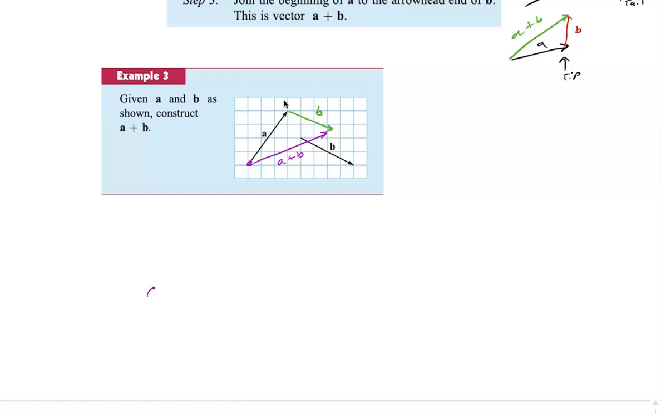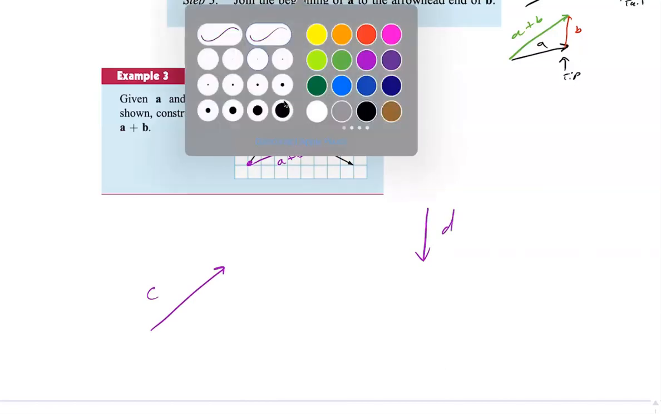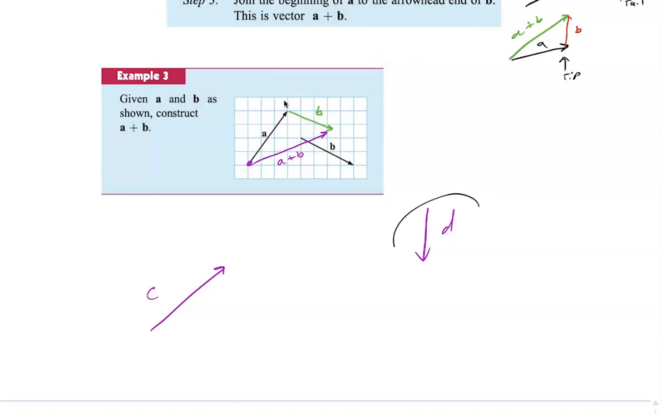So again, I could give you a vector C and a vector D. All you can do is add tip to tail. So C looks like this. We're going to move D over and put it right there. And then your resultant vector is this one, where you started at the tail to the tip. That's C plus D. So that's how you add vectors. It's all about tip to tail, and then you just go from where you started to where you ended to get the resultant vector.